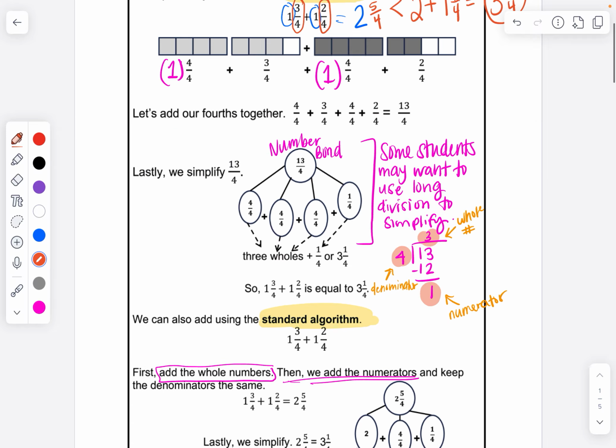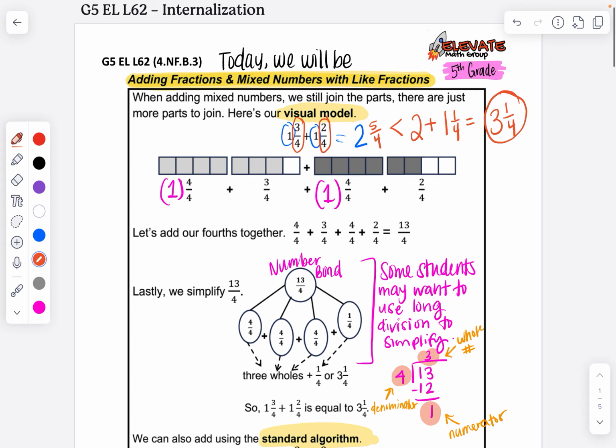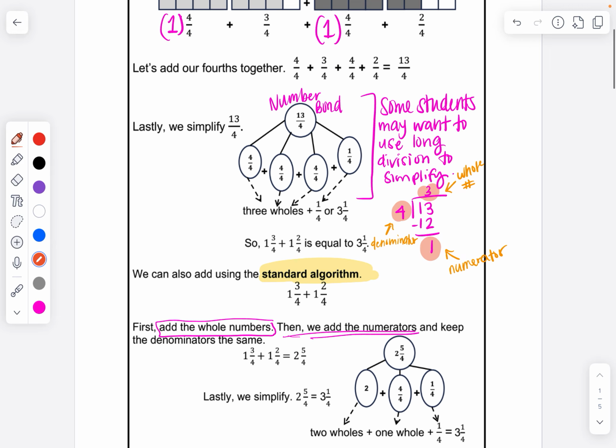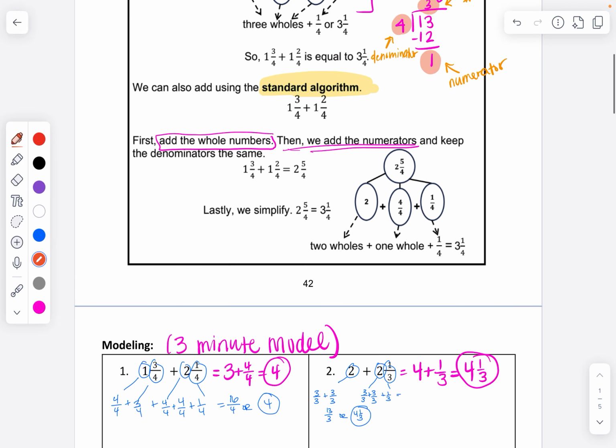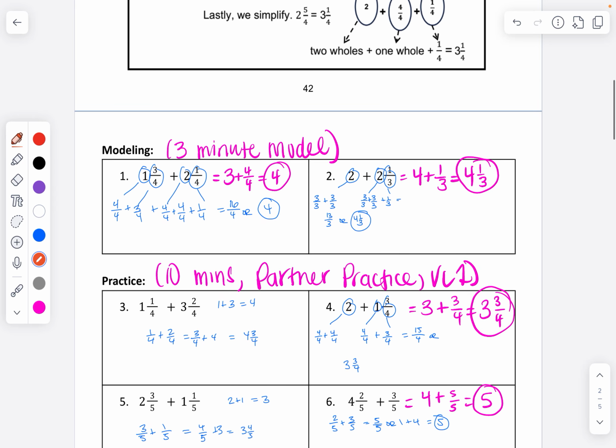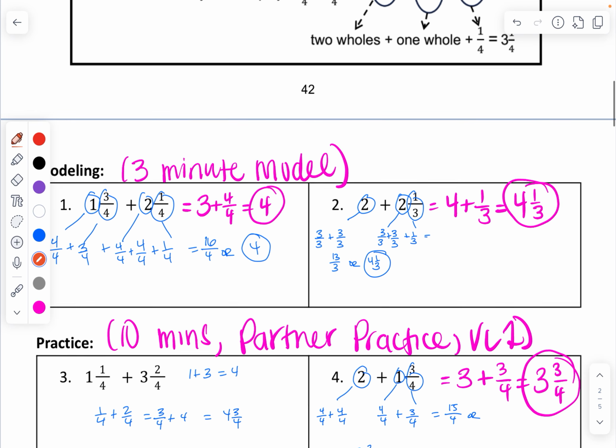So I would not spend too much time on the introduction. Again, our goal is to simplify it today. So I wouldn't spend too much time on this page. I just explained it so you understand it. However, you are going to spend 3 minutes modeling these two questions, right?